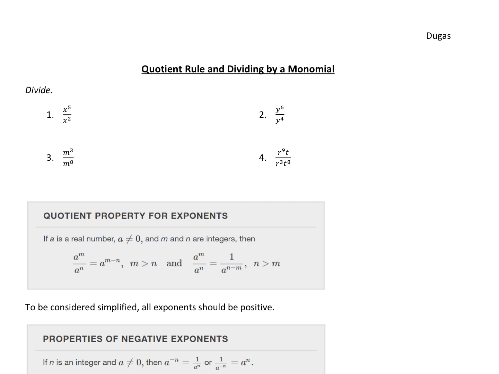In this section, we will be discussing the quotient rule and another couple of rules for exponents, and then we'll be dividing polynomials by a monomial. So for the first few, we're just going to look at what happens. So x to the fifth divided by x squared.